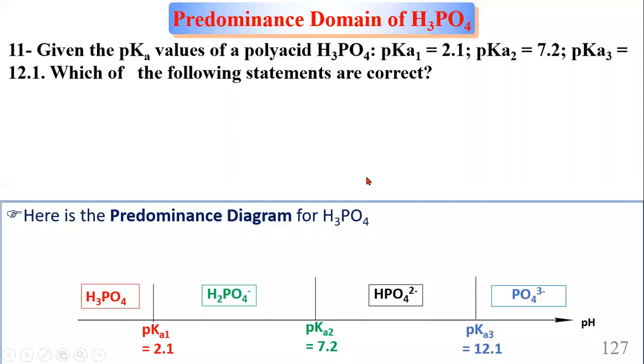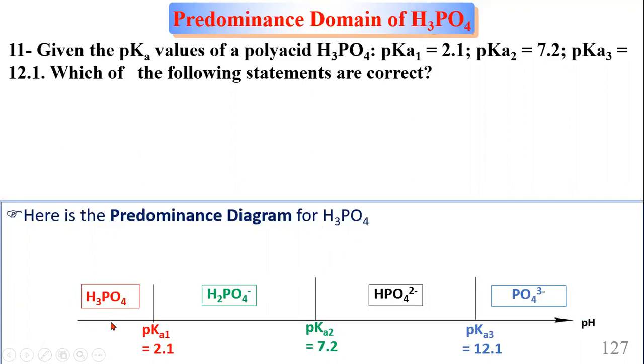Okay, so in the first question, number 11, given the pKa values of a polyprotic acid H3PO4, which of the following statements are correct? Now, before we start, what you should do is the following. If you're just asked for the major species, draw your predominance diagram in the following way. Put a straight line with pH, and then put the pKa values separate. 1, 2, 3. I have 3 lines for the pKa values, pKa1, pKa2, pKa3.